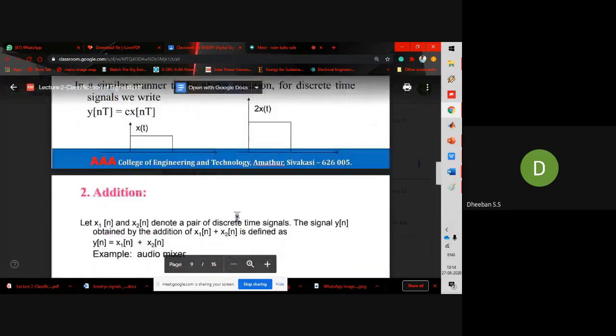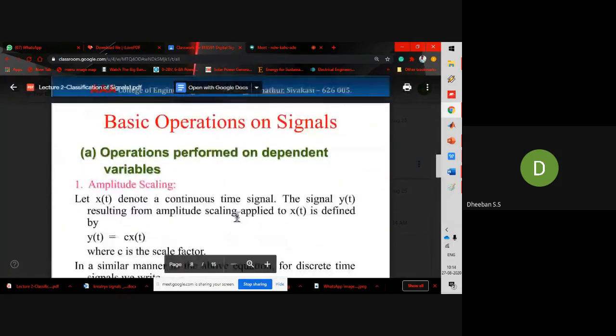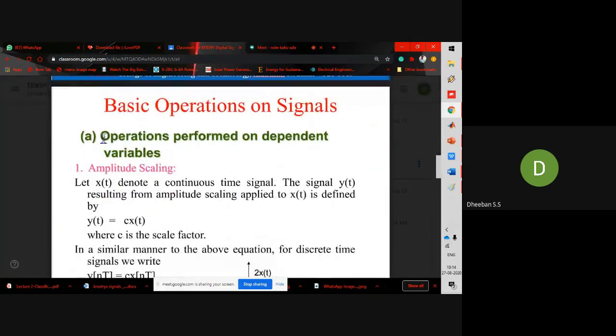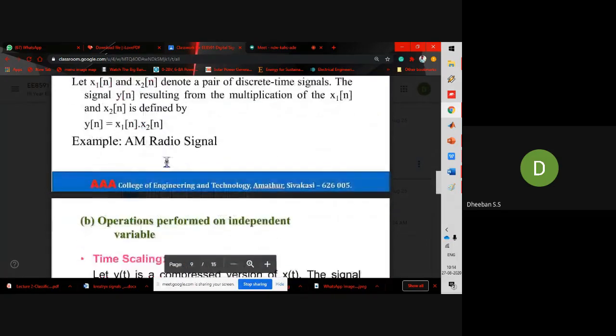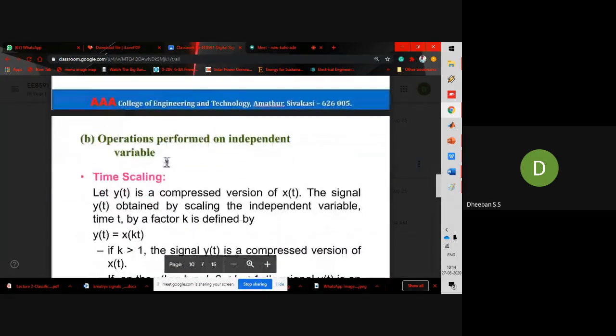The above operations are performed depending upon the dependent variable. Next is the operation performed on the independent variable.